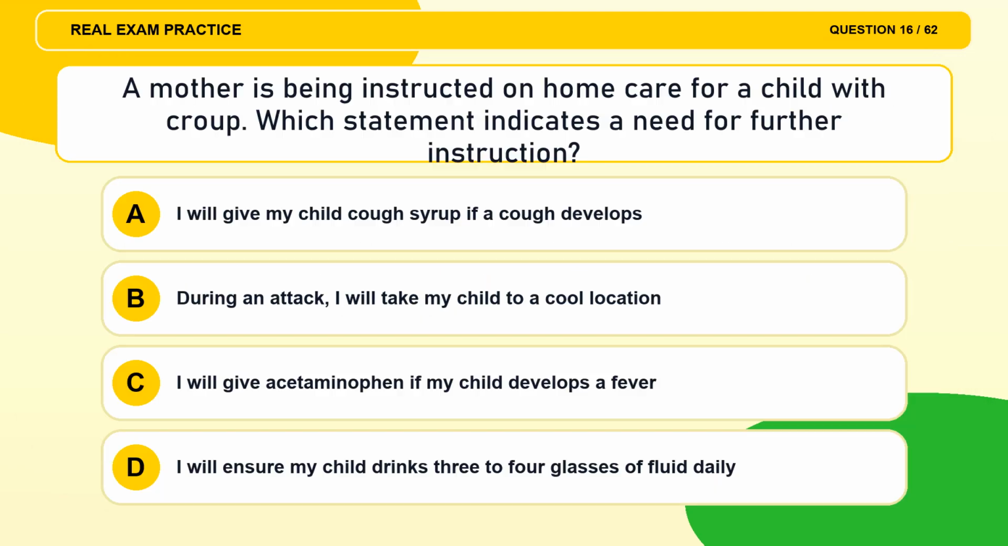Question 16. A mother is being instructed on home care for a child with croup. Which statement indicates a need for further instruction? Option A, I will give my child cough syrup if a cough develops. Option B, during an attack, I will take my child to a cool location.